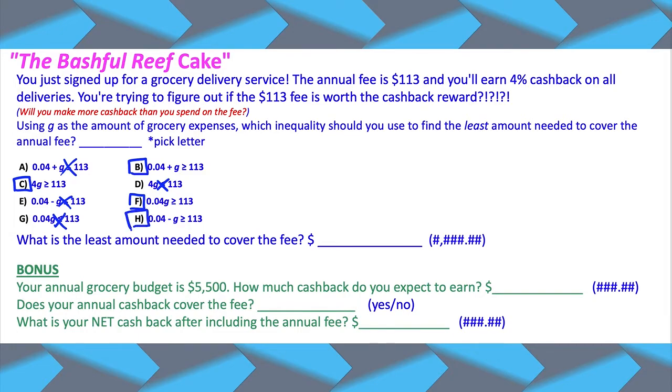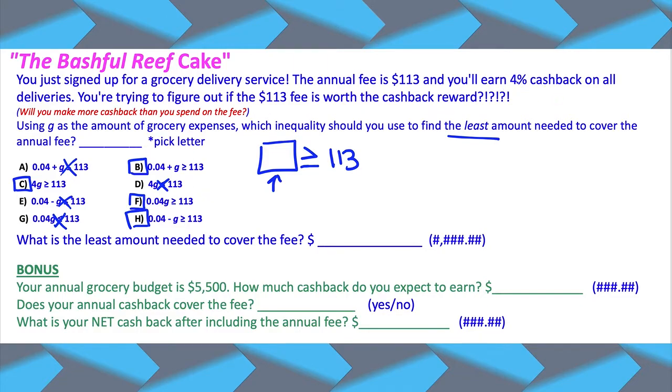So again, even though it says the least amount, we want greater than or equal to $113. Okay, that's what we want. We want to make greater than or equal to $113 because we want to make back that fee we spent. Okay, so which one is the correct one for figuring out 4% cash back?